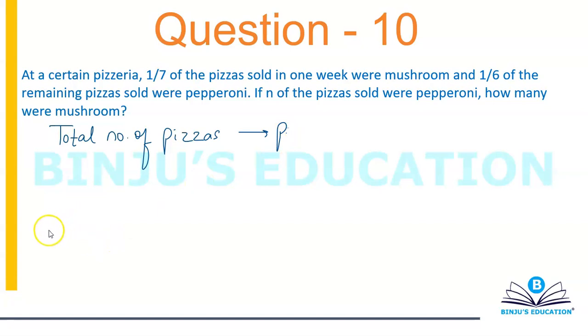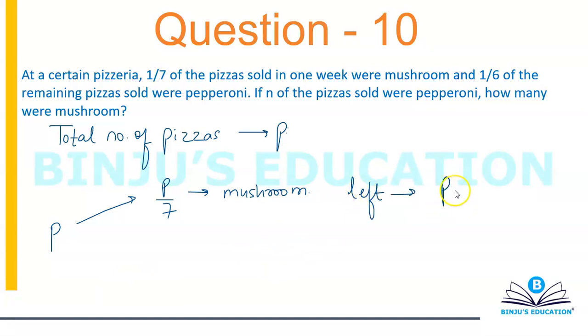So if that's the case, then I can say that p by 7 are basically mushroom. That means the leftover pizzas apart from mushroom will be p minus p by 7, which will be 6p by 7.